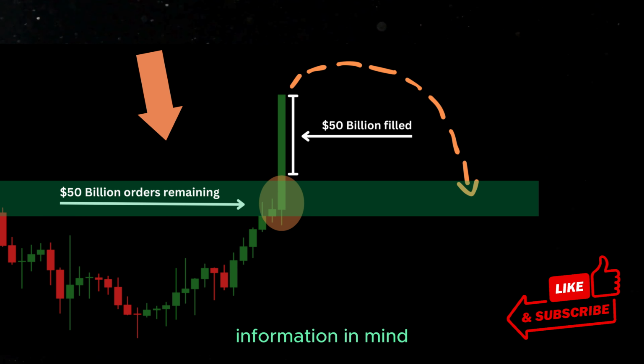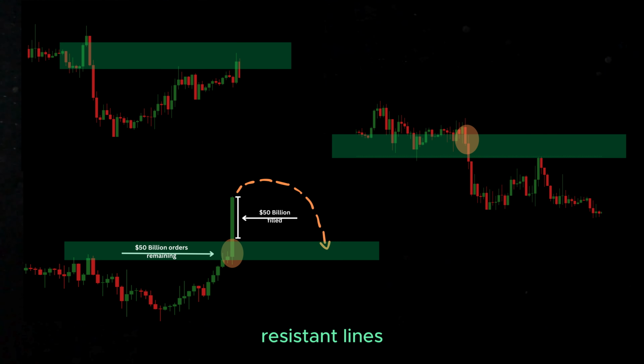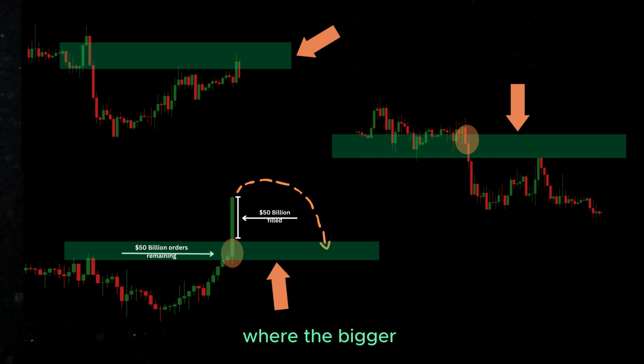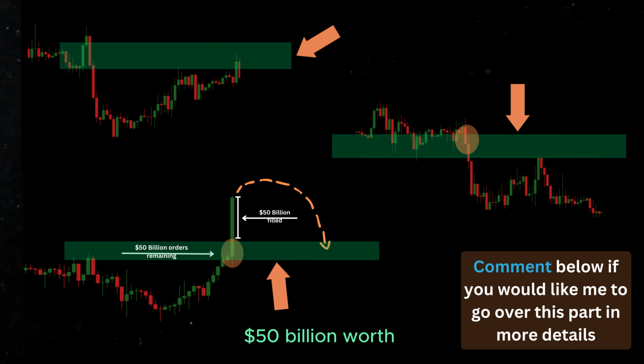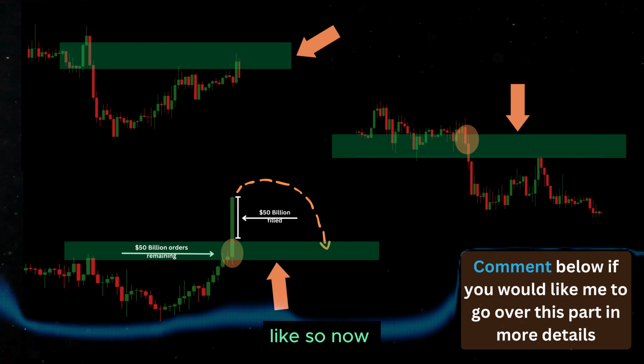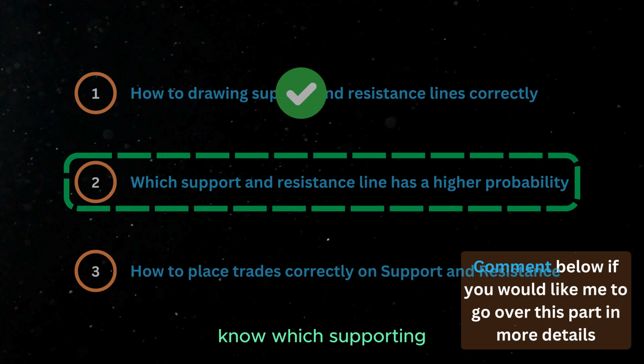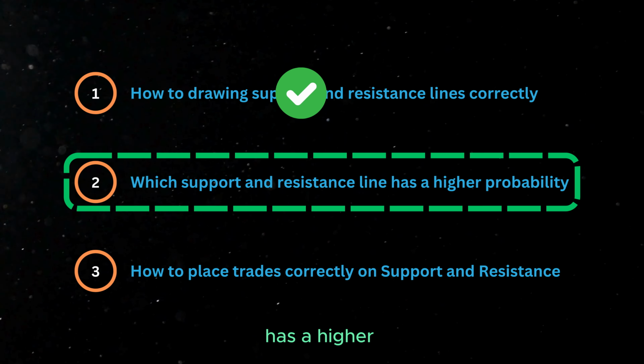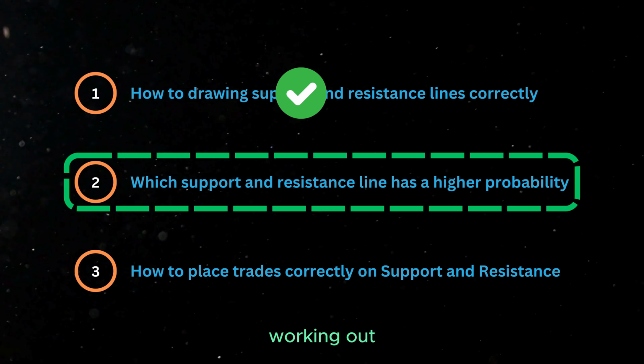With this information in mind, it becomes a lot easier to now draw support and resistance lines, because your line is going to be exactly in these price areas where the bigger player has about 50 billion worth of orders open, like so. Now the biggest question is, how do you know which support and resistance line has a higher probability of working out? Let me explain.